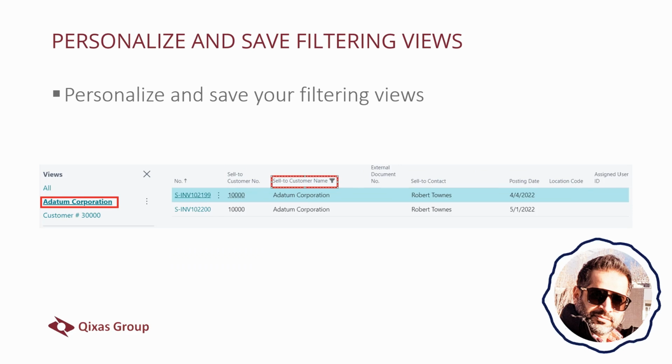As you can see, I have 3 views for this filtering option. All, Adatum Corporation, customer number 30,000. You can switch over to other views if you have saved, or else select all and it will clear out the filter. Business Central has many tips and tricks, but for this video I only showed you 5.